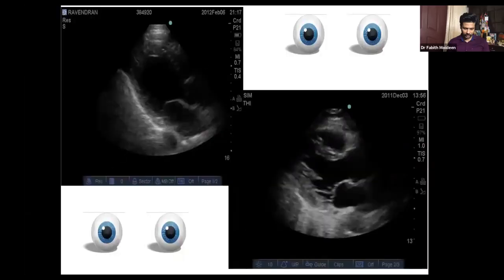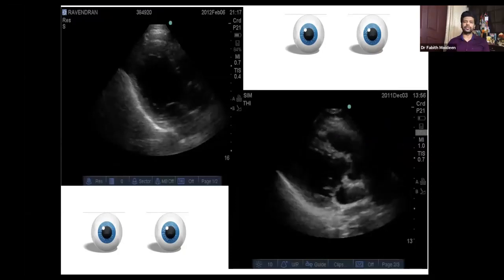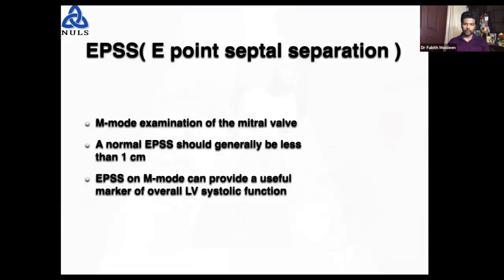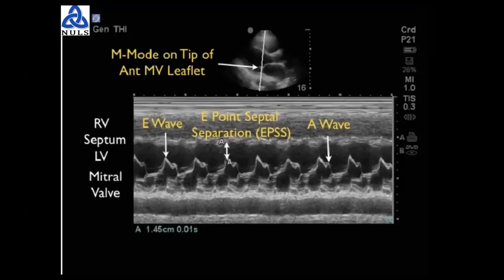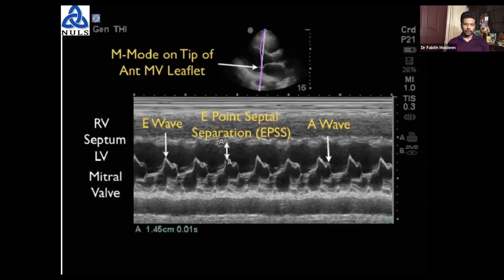All right. So there is another method to assess what I told you, the mitral leaflet. You can actually measure that distance, how close the mitral valve is coming to the septum. You can do that. So what you're going to do is you do an M mode. You put an M mode.